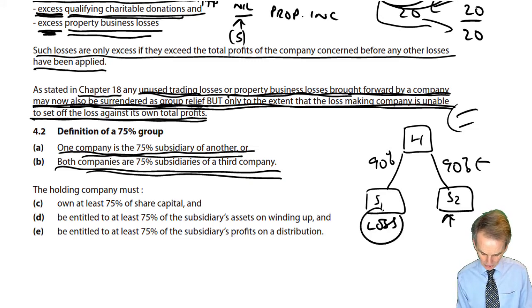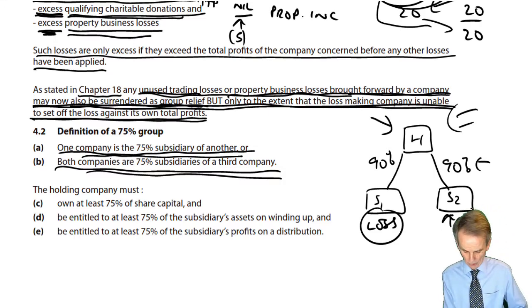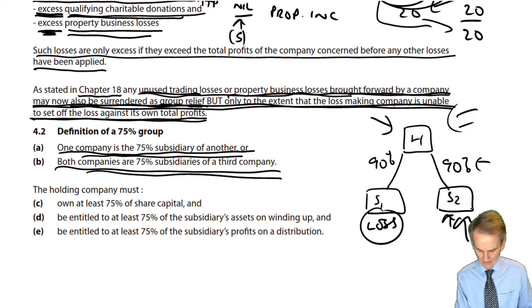So that loss made by S1 could be relieved in any way you wished within the group, some of it or all of it to the holding company, some of it or all of it to the subsidiary. You could split some of the loss to H, some of the loss to S2. And it doesn't have to be all of the loss, though if there are probably sufficient profits in those two companies, then you probably want to do that and relieve it now.